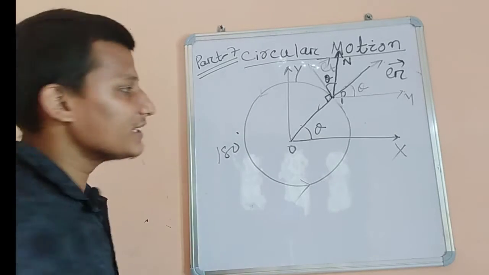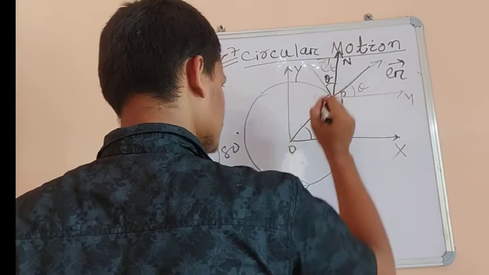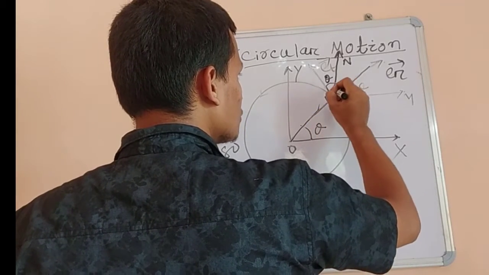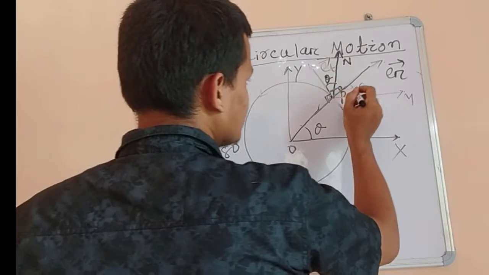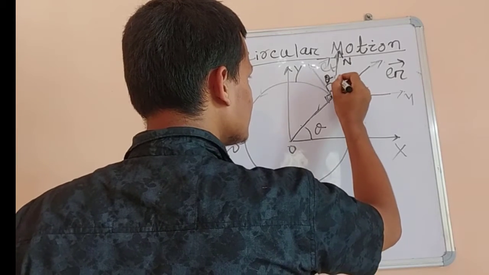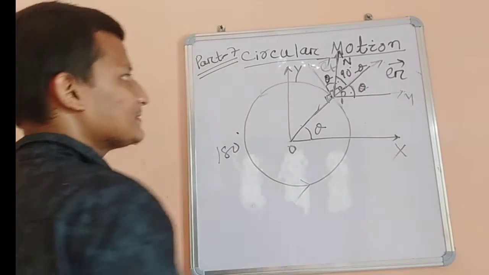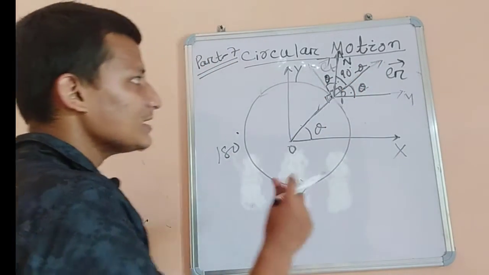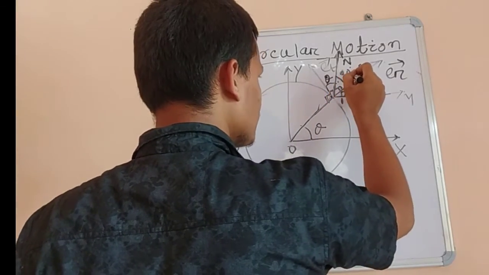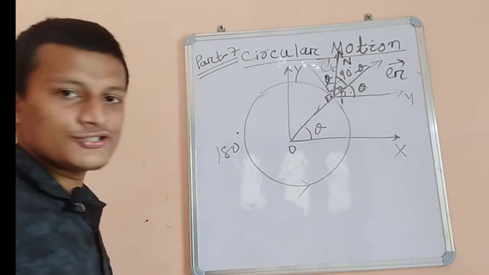Suppose we are assuming that the radial direction is perpendicular to the tangential direction. Suppose this is 90 degrees, and this is also 90 degrees because it is on a plane. This is our 90 degrees and this is theta. If this angle is theta, then this angle will be 90 minus theta, because adding these two angles makes a perpendicular direction of 90 degrees. So if this is 90 degrees and this is 90 minus theta, this angle will obviously be theta.